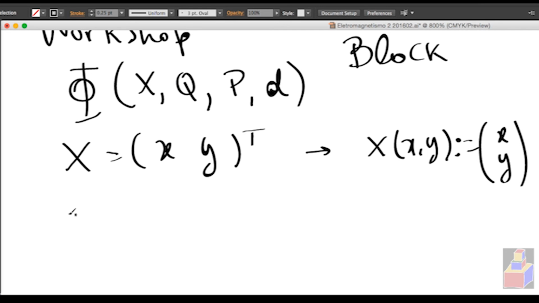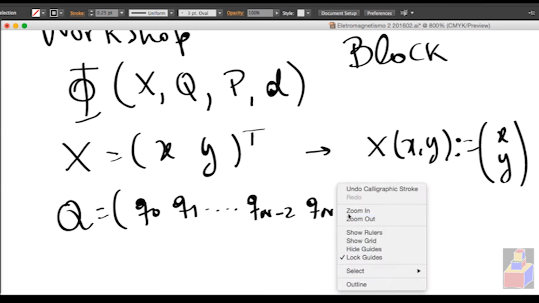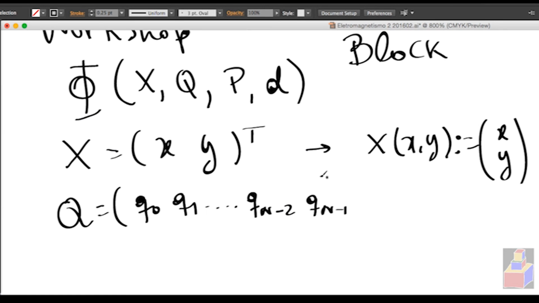What is Q? Q gives the set of charges that you have. If you have n charges, it's going to be something like this. Q is a column matrix: Q0, remember, recall that MathCAD starts with position 0, okay, that's why I'm starting at 0, up to Qn minus 2, Qn minus 1, transposed. So, a column matrix with any number of charges. So this is an input, okay? That's an input to the potential phi.